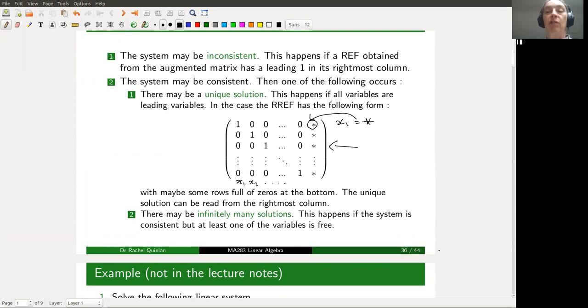Okay. Oh yeah, sorry, I should have mentioned that possibly you could have some rows of zeros additionally at the bottom of the matrix if you're in this situation, that if you had more equations than variables to begin with, you could still have a unique solution, but there could be some rows full of zeros at the end of your reduced row echelon form.